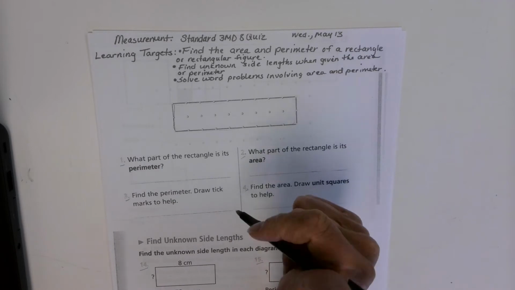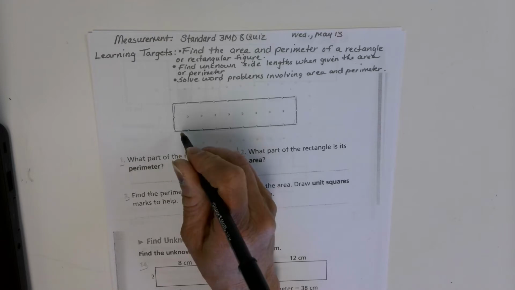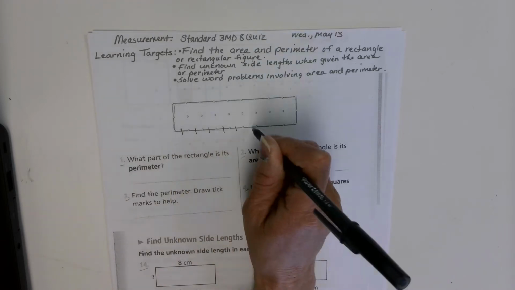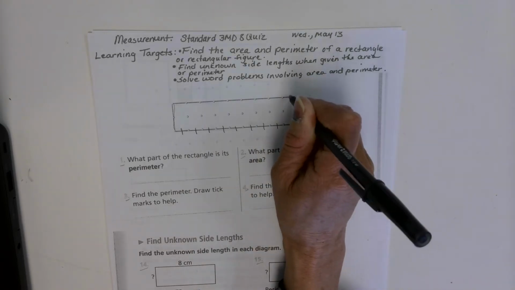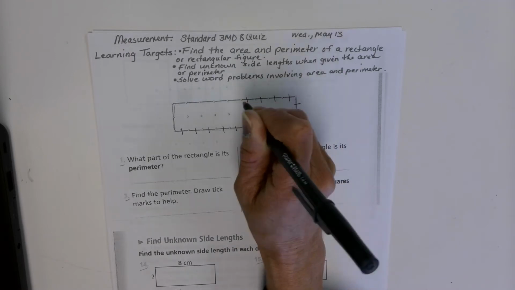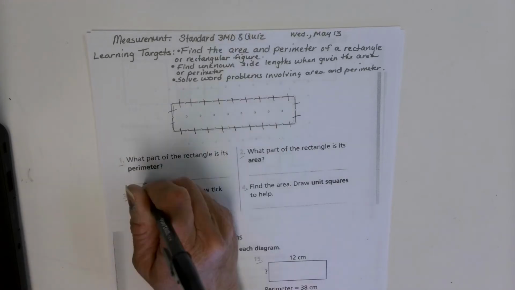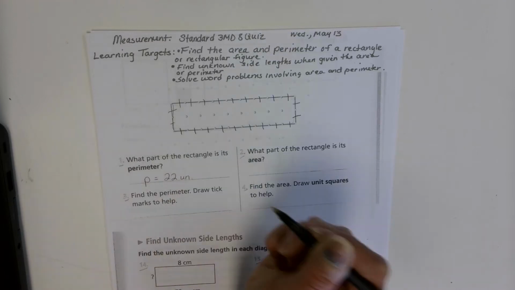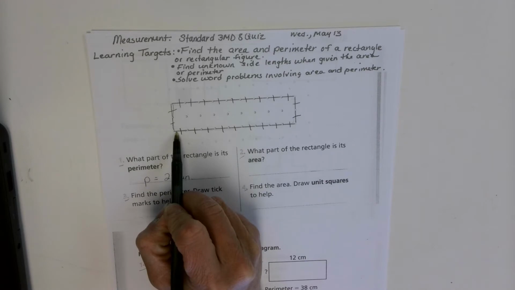So to find the perimeter, we're going to draw the tick marks between the two dots to find each unit. So here's 1, 2, 3, 4, 5, 6, 7, 8, 9, 10, 11, 12, 13, 14, 15, 16, 17, 18, 19, 20, 21, 22. So the perimeter equals 22 units. Okay, so that is how you find perimeter. It is the distance, 1 unit is between each dot.